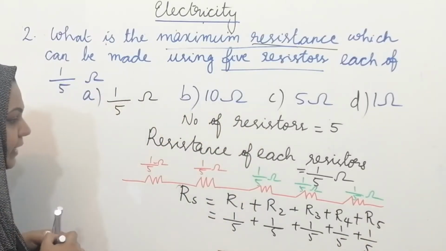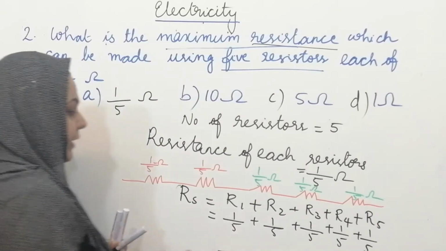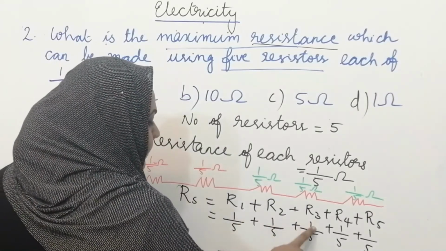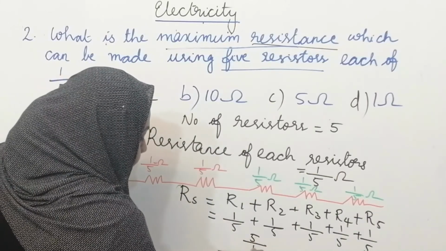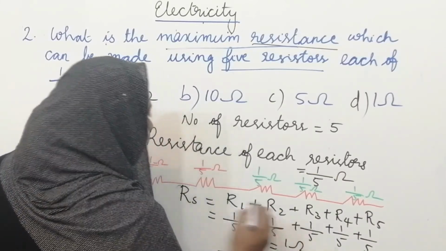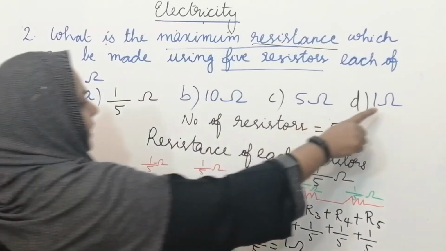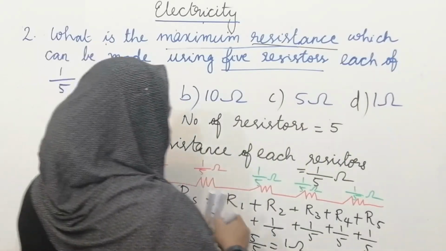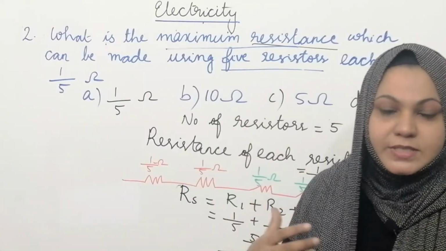Here you can see denominators are same, so you can add the numerators directly. 1 plus 1 is 2, 2 plus 1 is 3, 3 plus 1 is 4, 4 plus 1 is 5. So we got 5/5, that is 1 ohm. Here, any option 1 ohm? Yeah. So we got option D is the correct answer. This is your correct answer. I hope you understood this question very clearly.